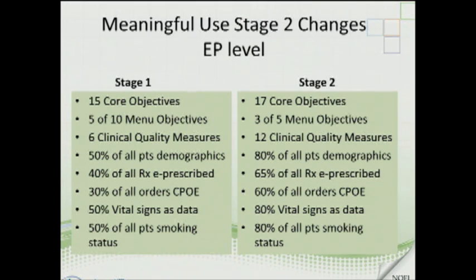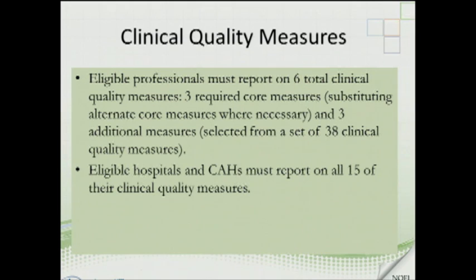And the way these metrics were designed was that you had to do it for 50% of your patients for demographics, 40% of all of your prescriptions, 30% of all of your orders had to be done electronically. Now for stage 2, those numbers all get ramped up. 80% of all of your patient demographics have to be electronic, 65% of all of your prescriptions, 60% of all of your orders, et cetera. And so stage 2 is basically just ramping up the degree to which you have to have all of your patients and all of your clinical data done electronically.